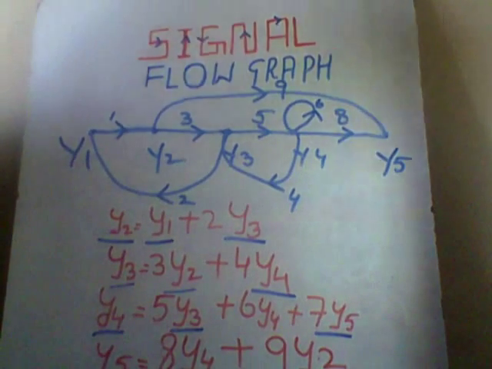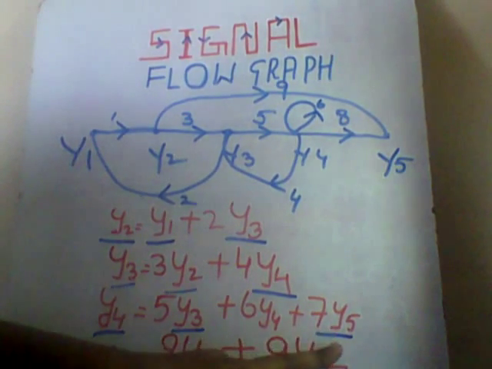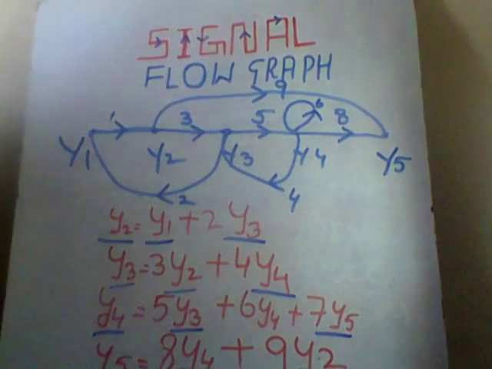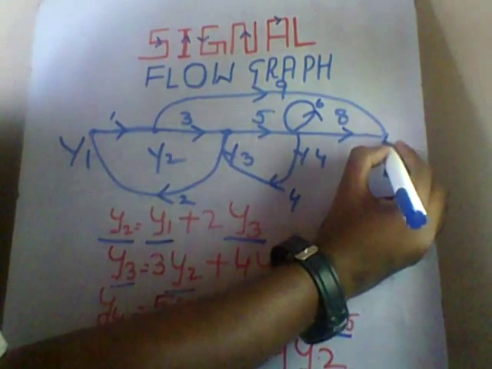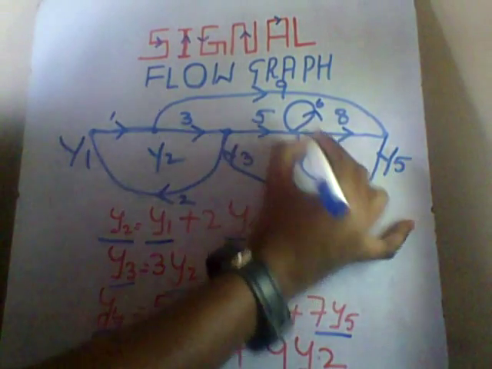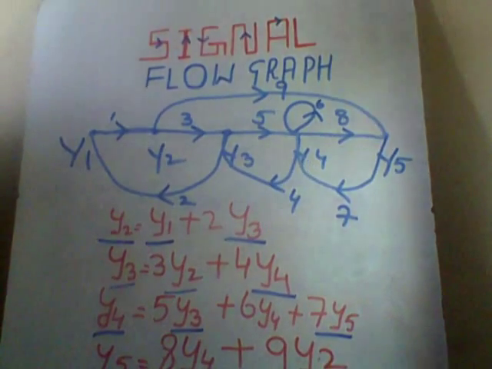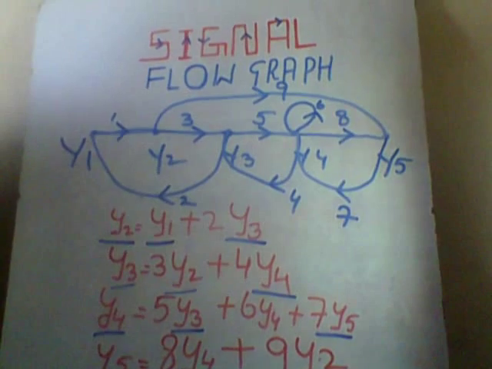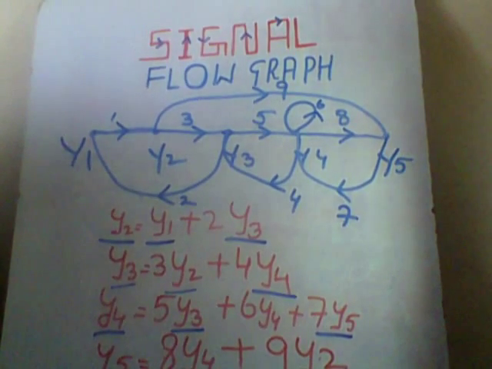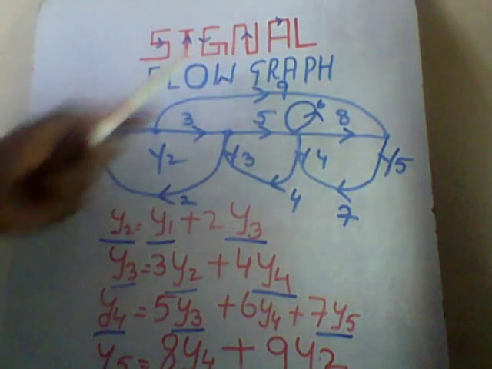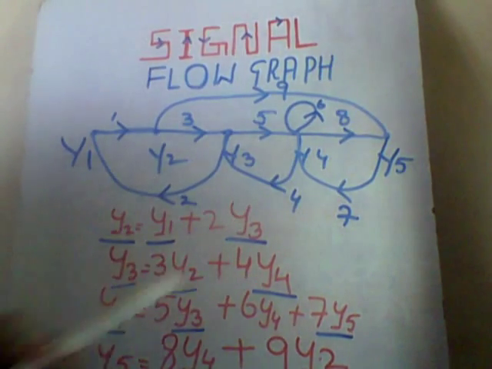Okay, next. Anything else still? y5 to y4 with a path gain of 7. Okay. Still anything else? Nothing, right? Okay. So now we constructed y2 to y5. Yeah, we had already done it.